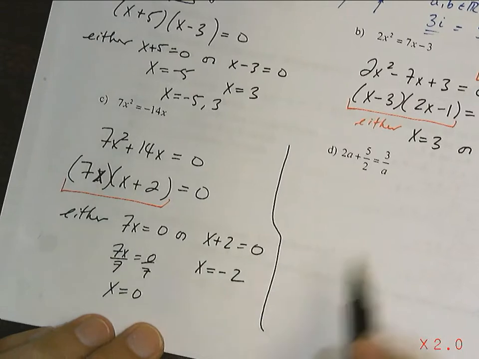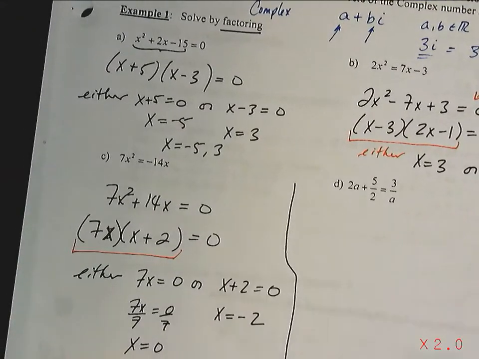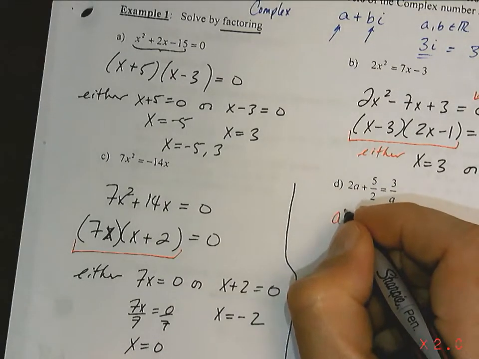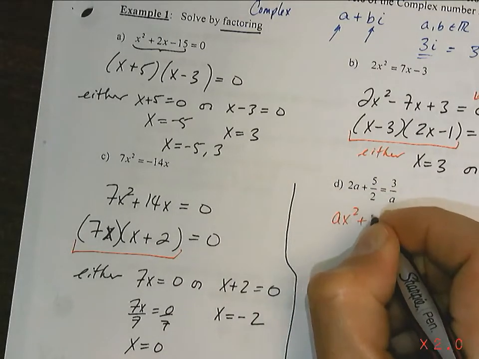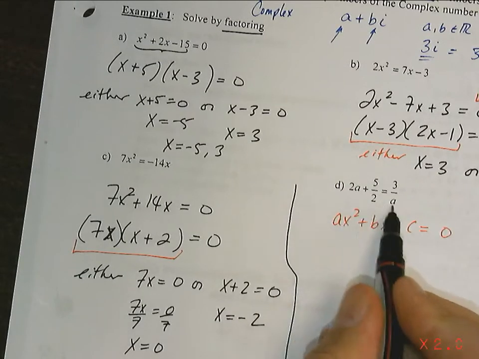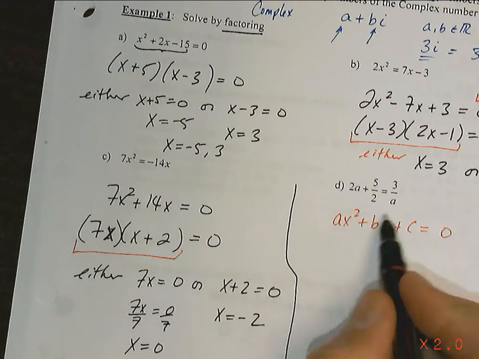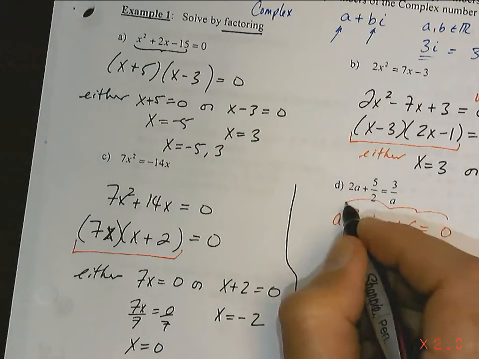Okay, next one. Again, I want to put it in standard form. I want it to look like ax squared plus bx plus c equals 0. Now in this case, my variable is going to be a. Okay, and my numbers are going to be a, b, c. But my variable is going to be a in this one. So this is what I want.